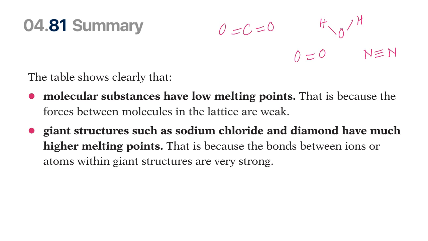Giant structures, on the other hand, like sodium chloride, notice how it's saying giant structures and not giant molecular structures. Sodium chloride is a giant structure as well because it's a large lattice of never-ending ions, right? I keep emphasizing that. Diamonds, silica, they're all giant structures, where this is giant ionic and this would be giant covalent. That's the difference. They'll have really high melting points.